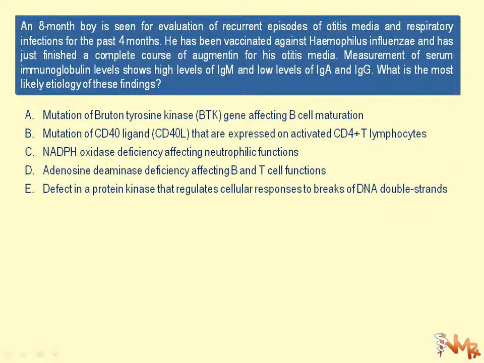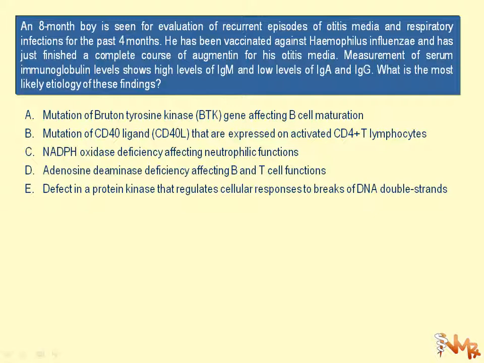An 8-month-old boy is seen for evaluation of recurrent episodes of otitis media and respiratory infections for the past 4 months. He has been vaccinated against Haemophilus and has just finished a complete course of Augmentin for otitis media. Measurements of serum immunoglobulin levels show high levels of IgM and low levels of IgA and IgG. What is the most likely etiology of these findings?